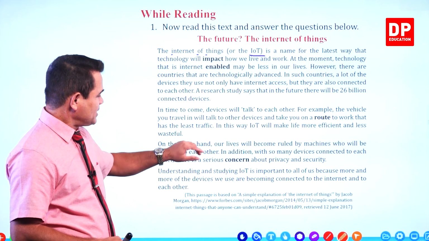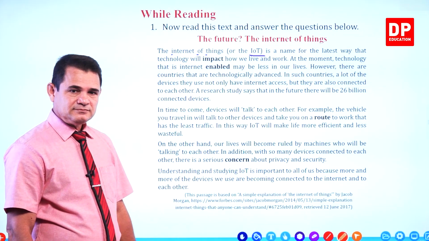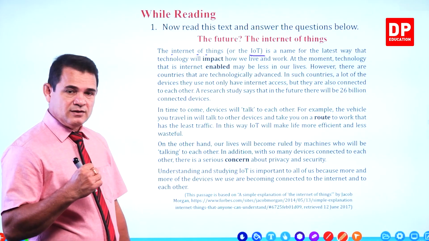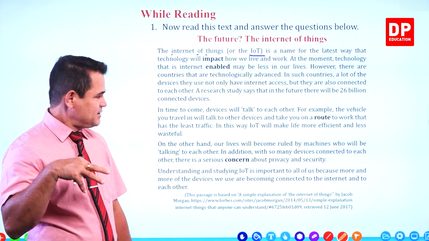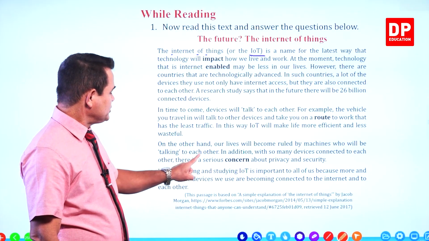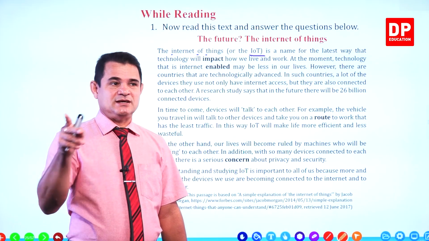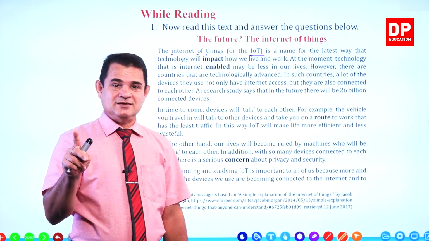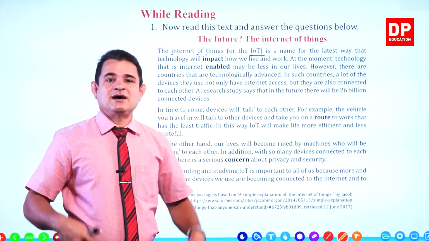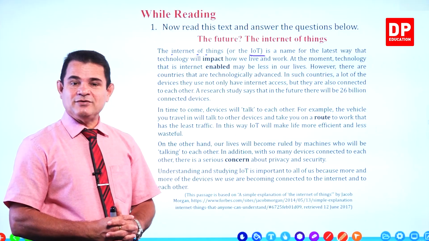On the other hand, our lives will become ruled by machines. Our lives will become ruled. අපේ ජීවිත රූල් කරයි, පාලනය කරයි, මොනවද? The machines වලින්. Who will be talking to each other? Those machines talk to each other because each one is connected to each other. ඒ machine එකිනෙකට connect වෙලා තියෙන internet එකෙන් ඒ අනුව අපේ ජීවිතය පාලනය කරනවා. Right, so then there can be a future like that.